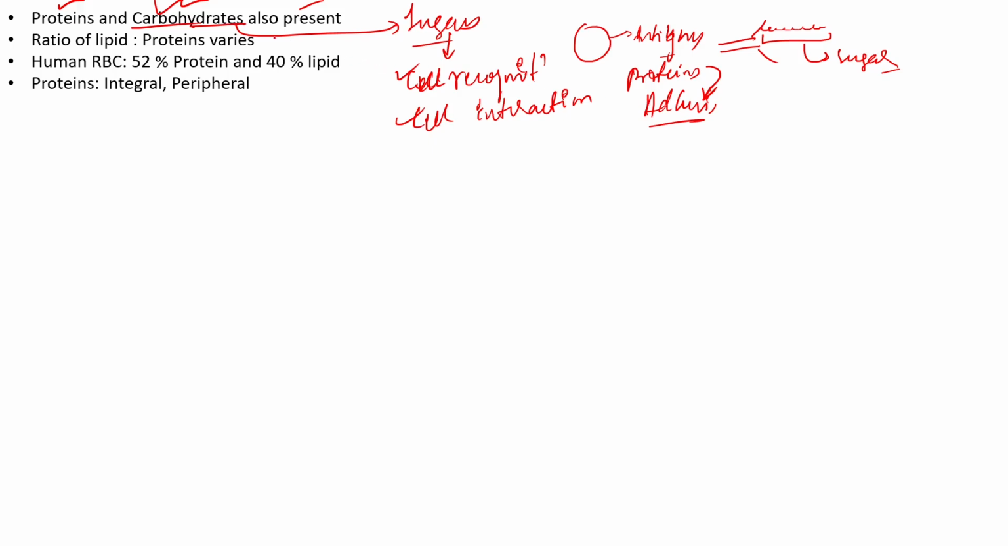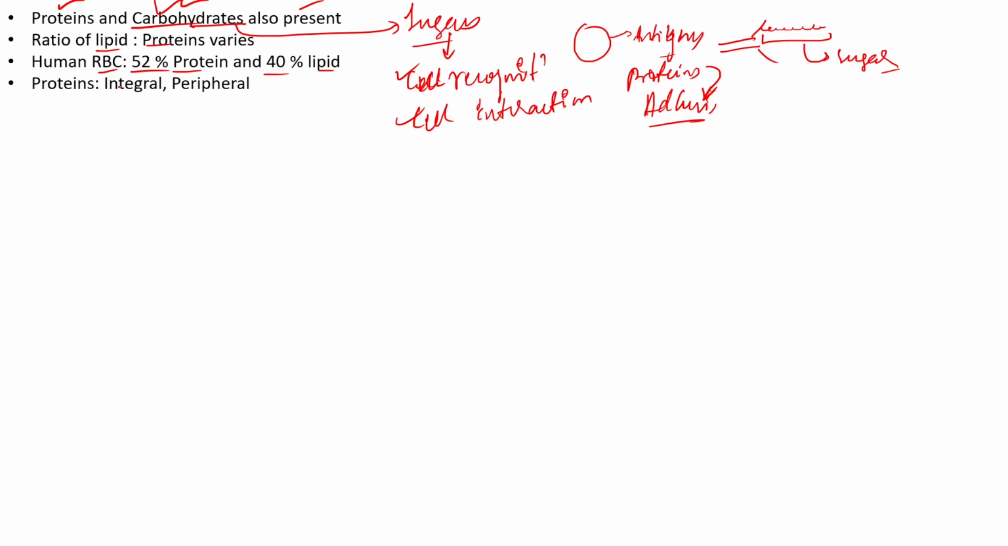Okay, so now let us look into the ratio of lipid to protein. Generally it all depends upon the type of cell that we are studying. If we are having human RBC, we can say that in the human RBC, 52% of it is protein in the lipid layer or the membrane, and 40% of it is mainly the lipids.